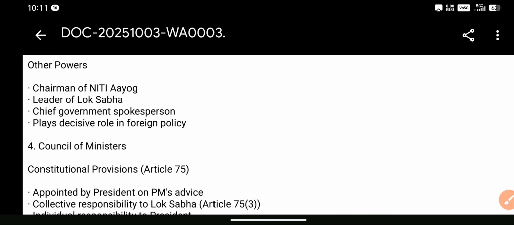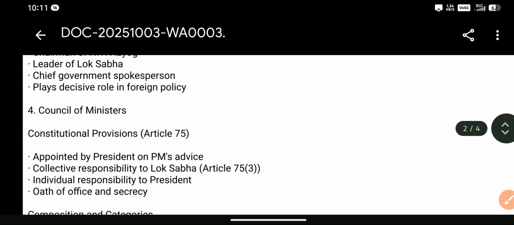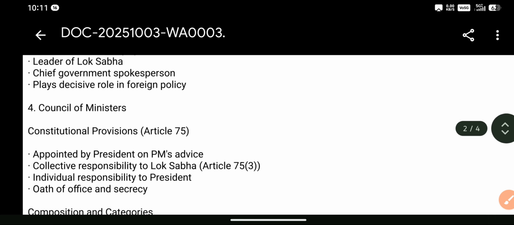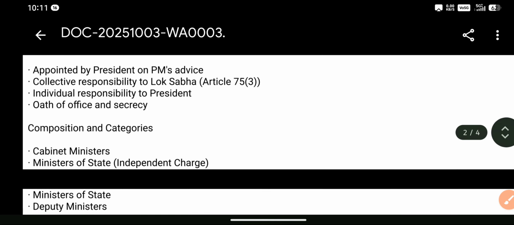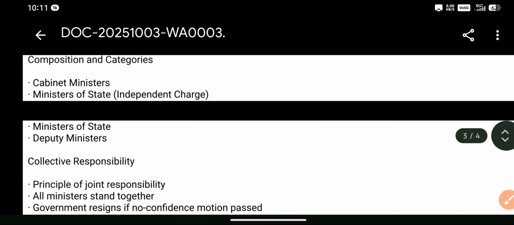Council of Ministers. Constitutional provisions, Article 75. Appointed by President on PM's advice. Collective responsibility to Lok Sabha, Article 75, Section 3. Individual responsibility to President. Oath of office and secrecy. Composition and categories. Cabinet Ministers, Ministers of State with Independent Charge, Ministers of State, Deputy Ministers.